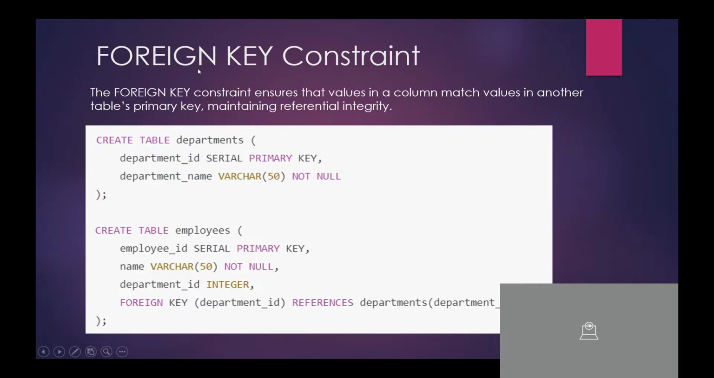So this is the end of today's class, but there is one thing to know about these things. The tricky thing in today's class is the foreign key constraint, you have to understand this, because the foreign key constraint ensures that the values in a column match values in the other table's primary key, maintaining referential integrity. So a foreign key is a field or column in one table that links to the primary key of another table. Okay, that is very important.